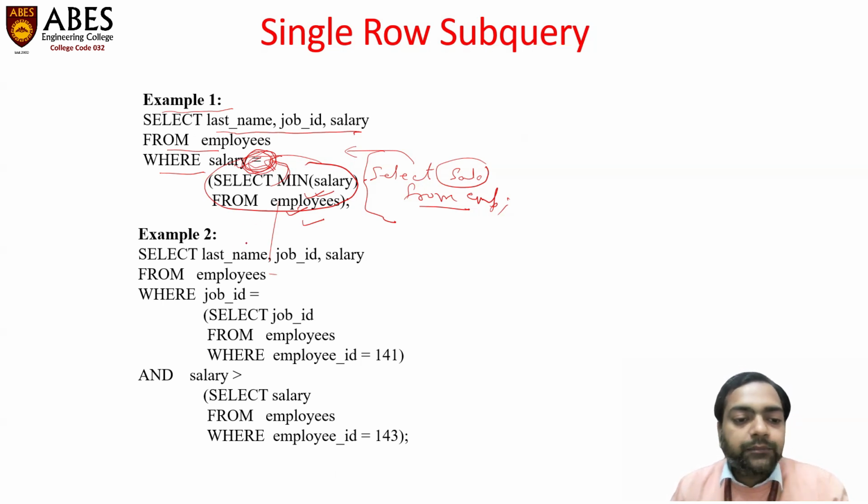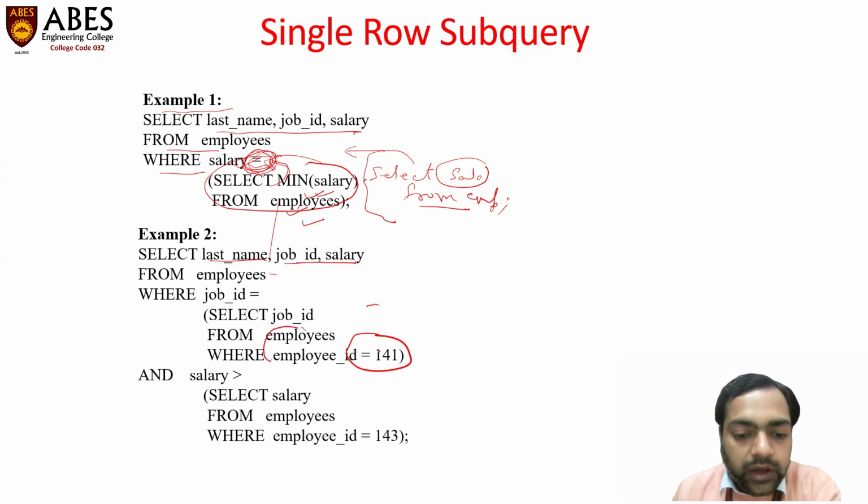Now next example. In this case, what we have to do is provide the last name, job ID, and salary of employees whose job ID is equal to the job ID of the employee who has employee ID 141, and salary is greater than the salary of the employee whose employee ID is 143, right?